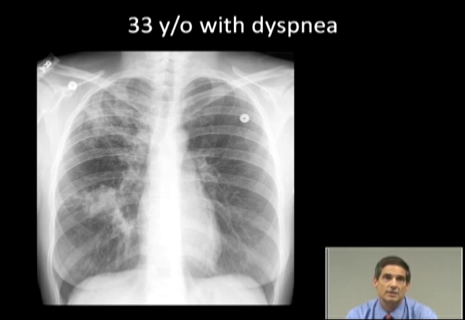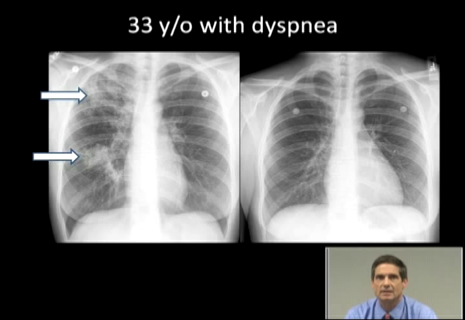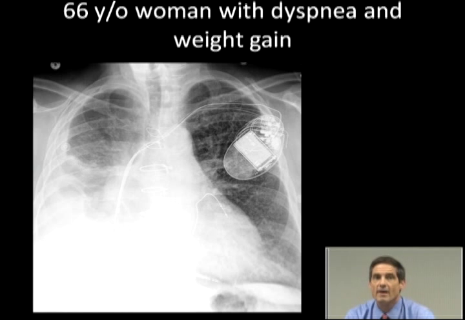Here's another case of dyspnea in a 33-year-old, and in this case the chest x-ray showed focal areas of abnormal opacity in the right lung in 2 different spots, and a follow-up study after treatment with antibiotics shows clearing of those areas. And this patient also had, in addition to dyspnea, fever and some chills and a high white count, and clearly had pneumonia.